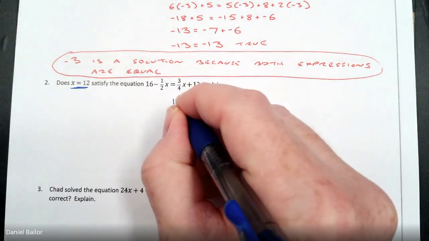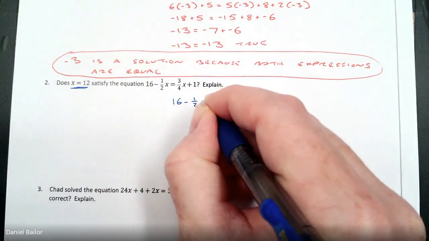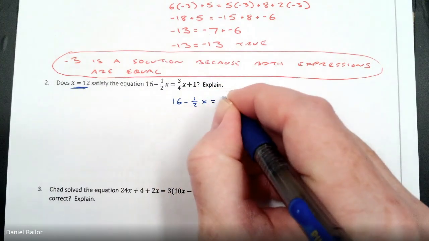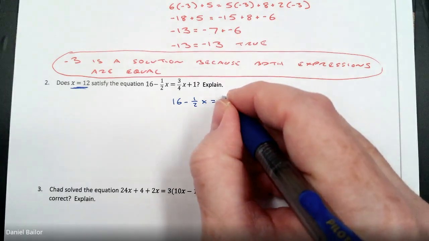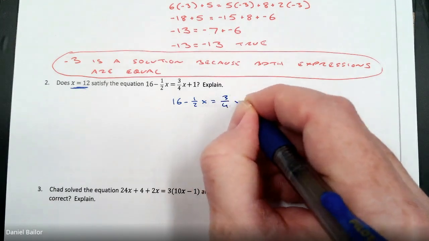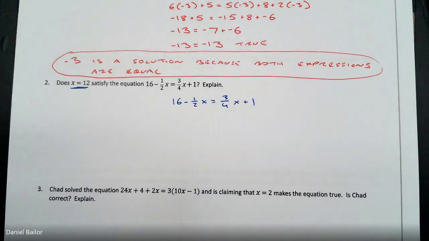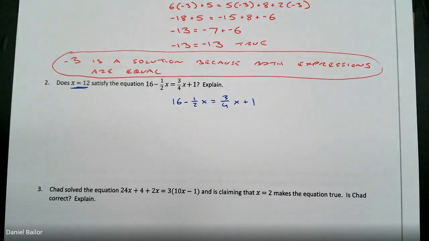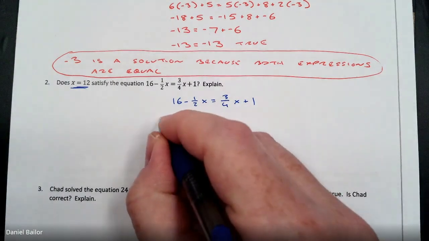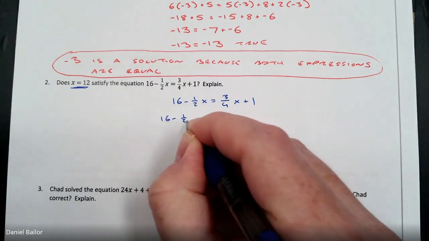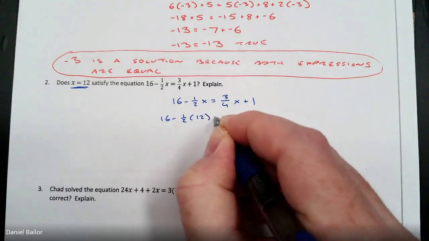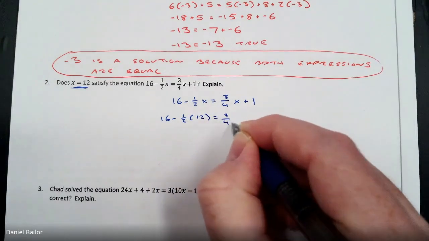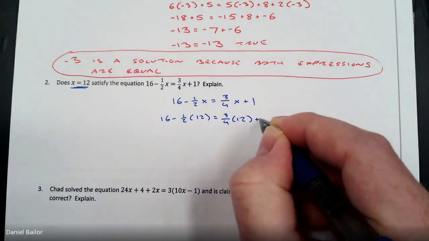So let me copy my equation first. 16 minus 1/2 x equals 3/4 x plus 1. And x equals 12, so every time I see an x, I need to put in a 12. 16 minus 1/2 times 12 equals 3/4 of 12 plus 1.